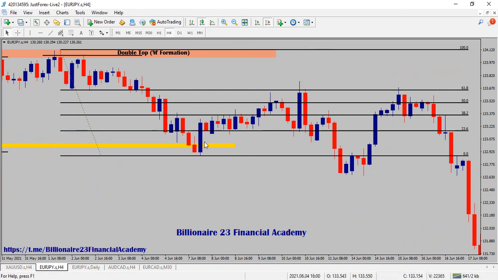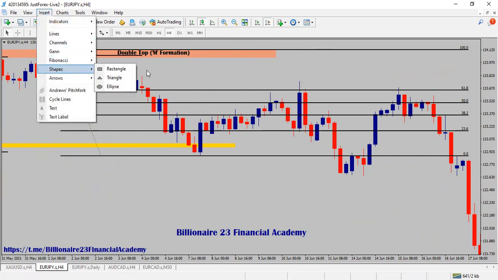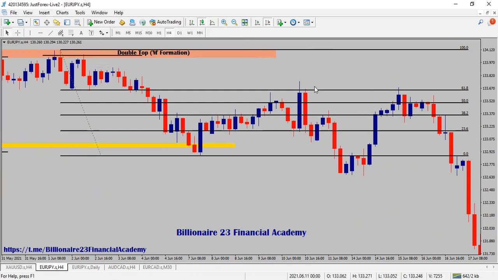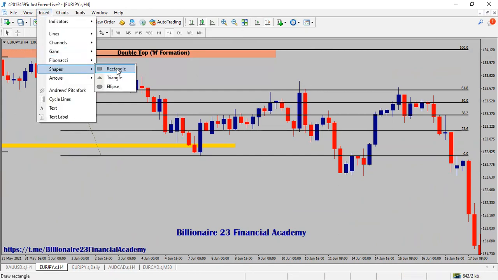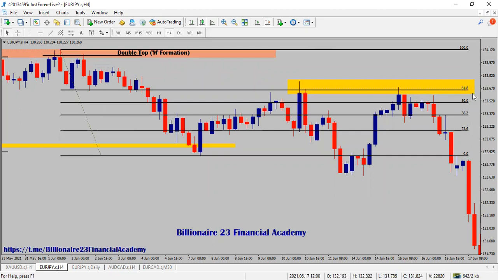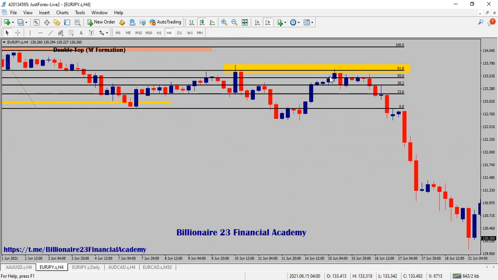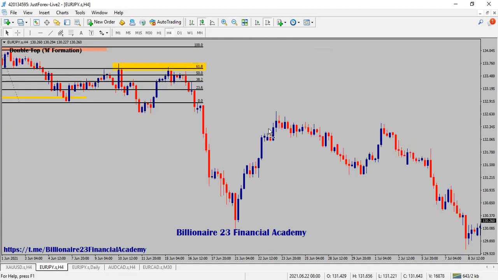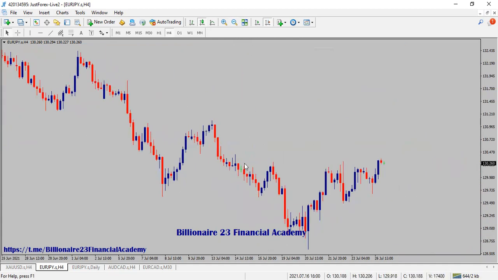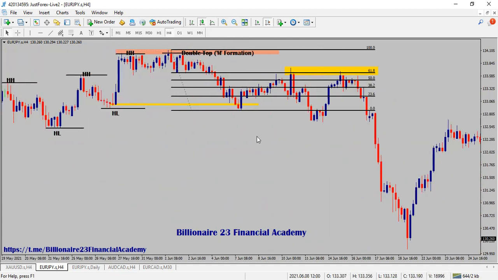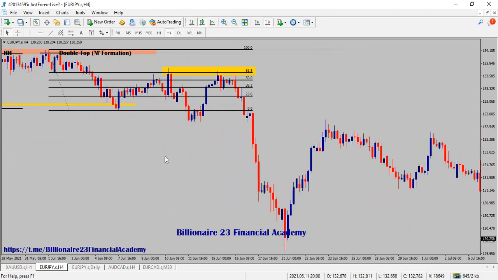On this particular occasion, price reversed at 61.8 twice. We had one reversal here, price dropped down, went back to that same fib level, then dropped down again, and it's been dropping ever since. That's example one of how you would use the fib.